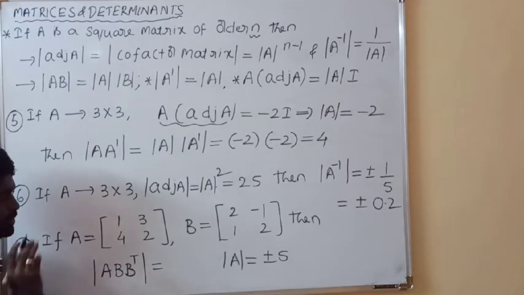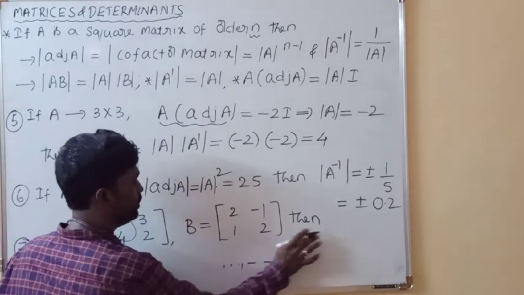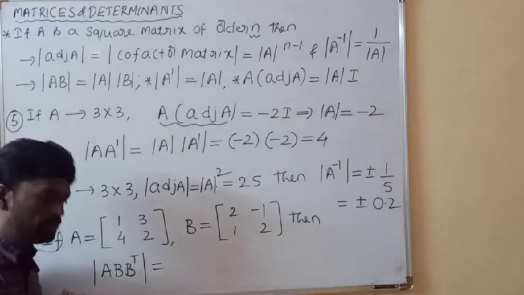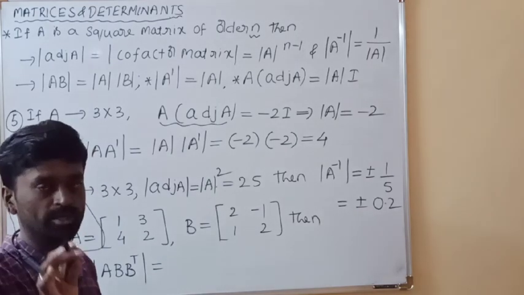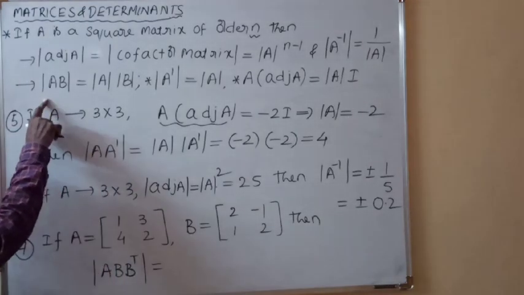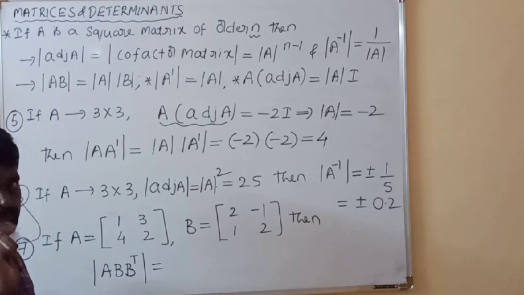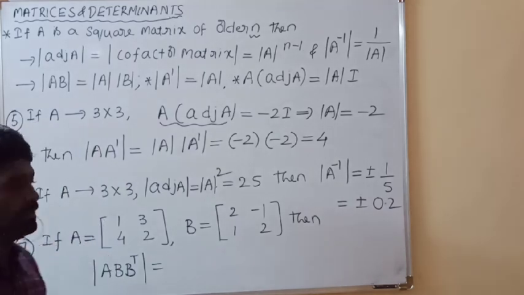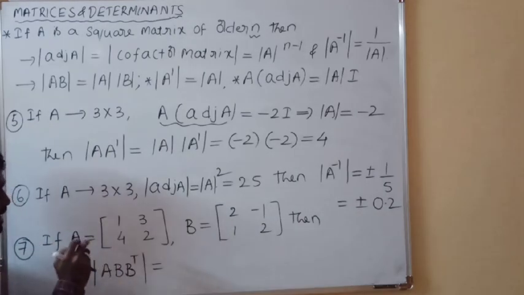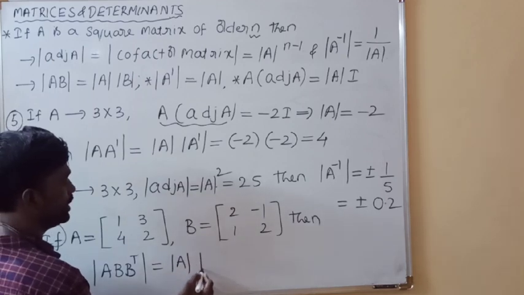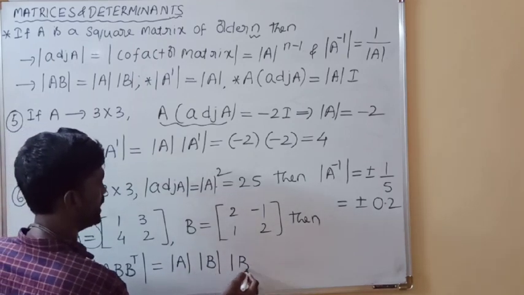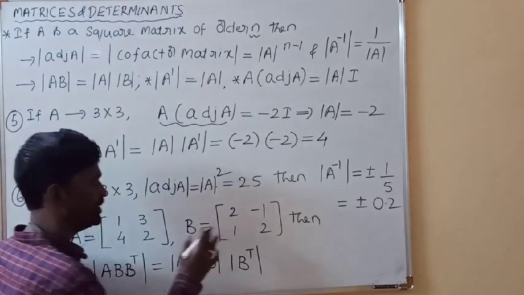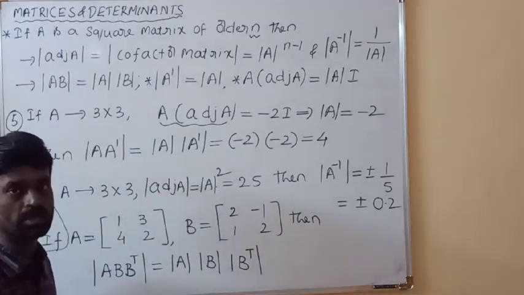Next up, look at the last problem. If A is a 2 by 2 matrix, B is also a 2 by 2 matrix, then we have to calculate det of A into B transpose. So don't find the A into B' matrix. Just use the det of AB formula, det A into det B. If it is det of ABC, det A into det B into det C. So now det of A into B' is the same as det A into det B into det of B' or B transpose. You can read this as B transpose or B dash, no problem. Nothing but transpose of B.